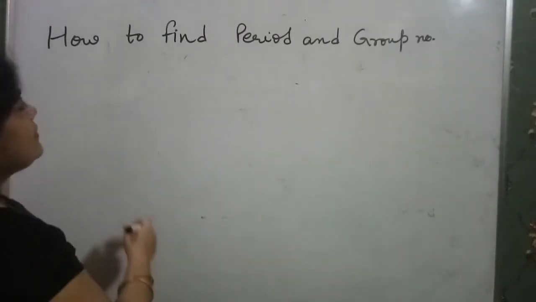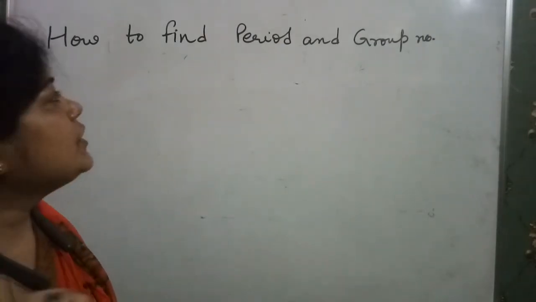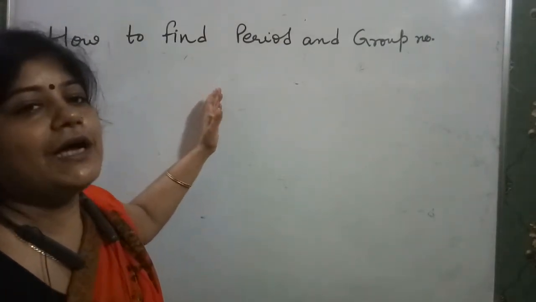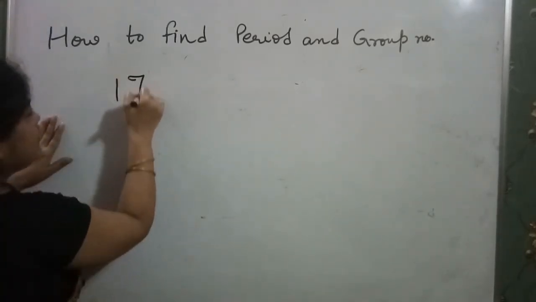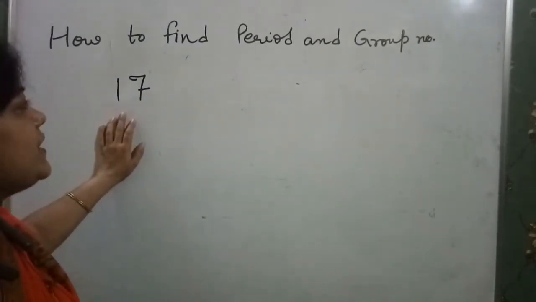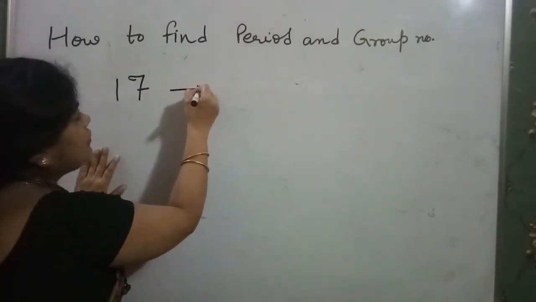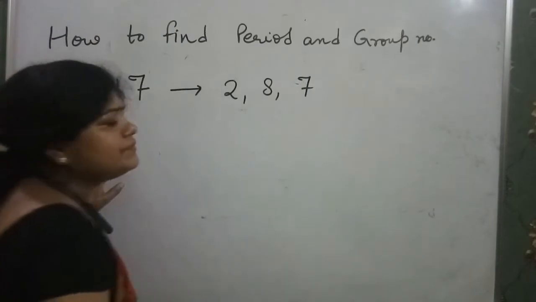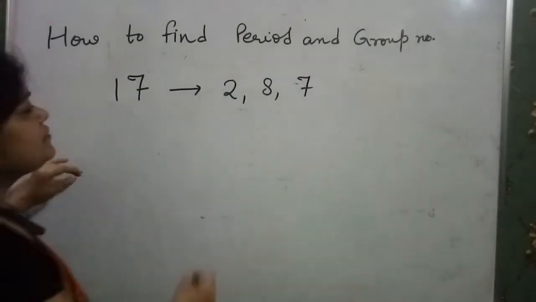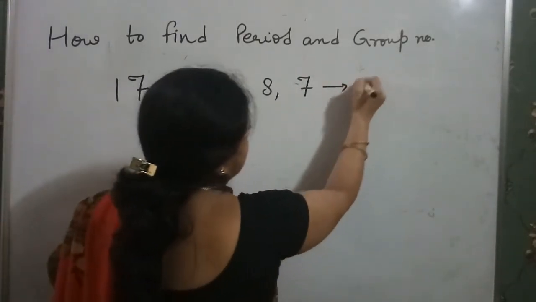Clear? There are two methods to find out the position of an element in the periodic table. For example, I have an element with atomic number 17, and I will write the electronic configuration for that. So we have 2, 8, 7. Clear? So in that case, our period and group.